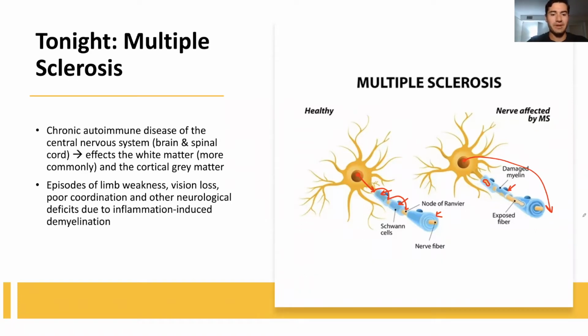So I wanted to mention that Canada has one of the highest MS rates in the world. Right now, as of today, there's about 90,000 people that have been diagnosed with MS, and there's about 12 new diagnoses every single day. So it is pretty rampant.